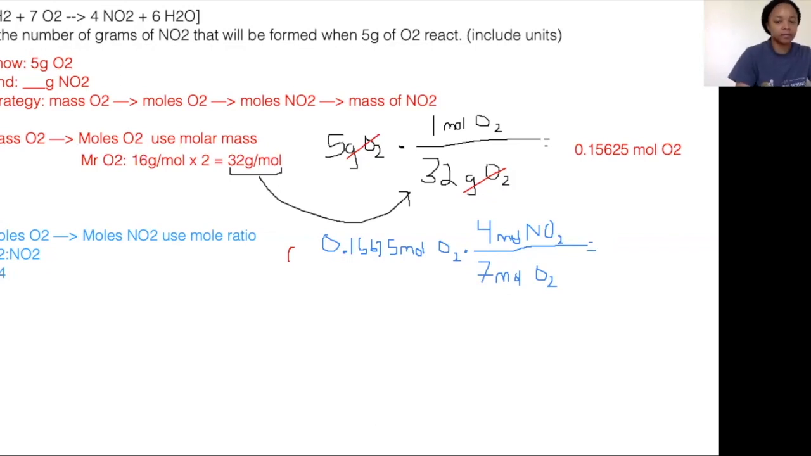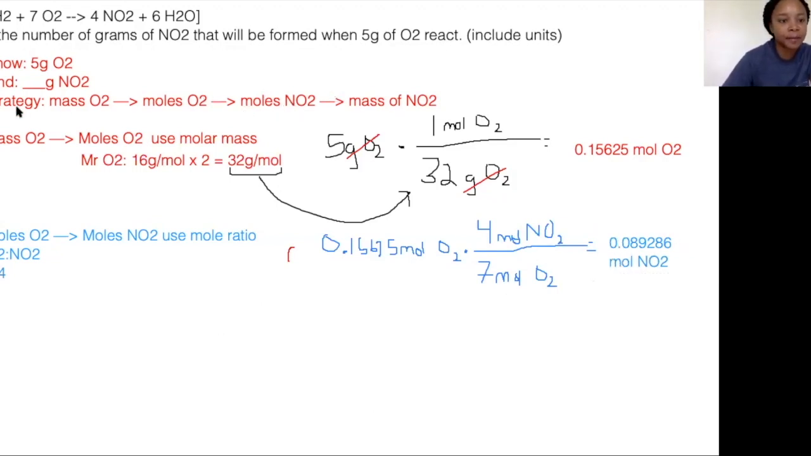Perfect. So let's do that. Times 4. In my calculator, I got 0.08928. Okay, what are our units? You have moles on both, so moles of what though? Moles of NO2. Perfect. So now we have moles NO2.